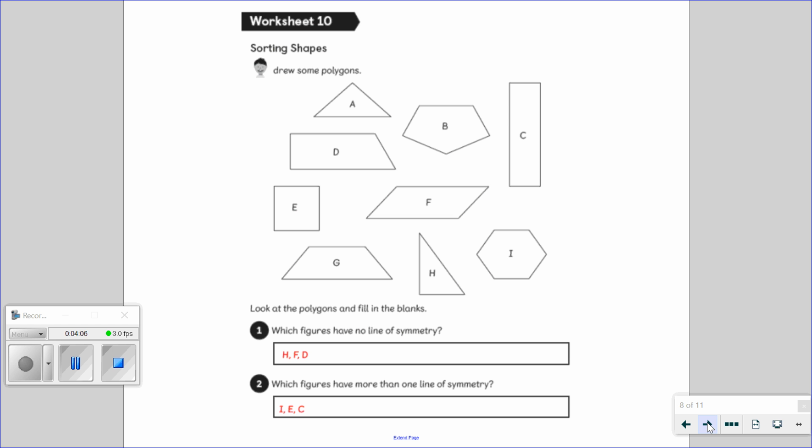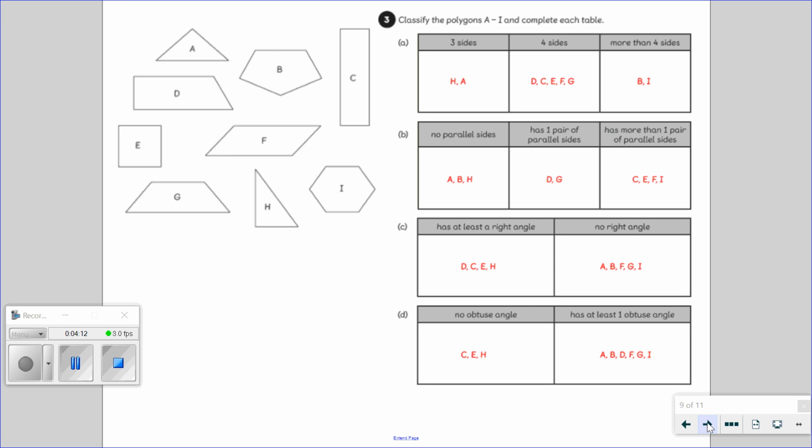So here are the answers to questions 1 and 2. And here are the answers to question 3.